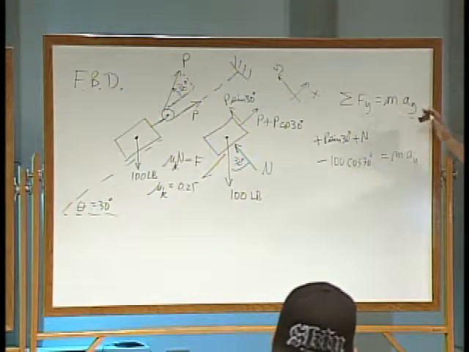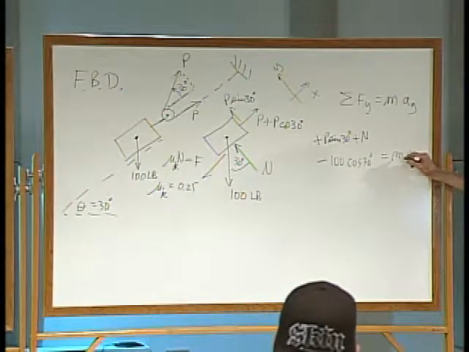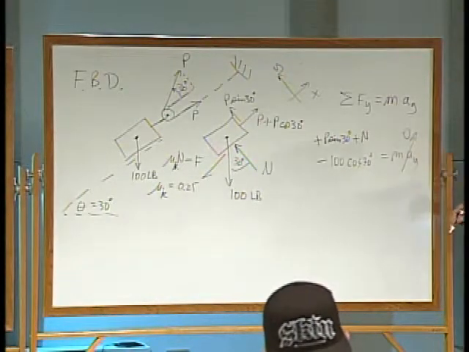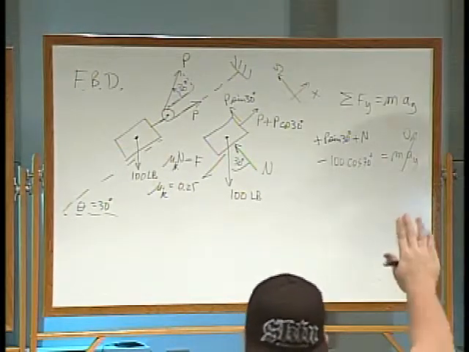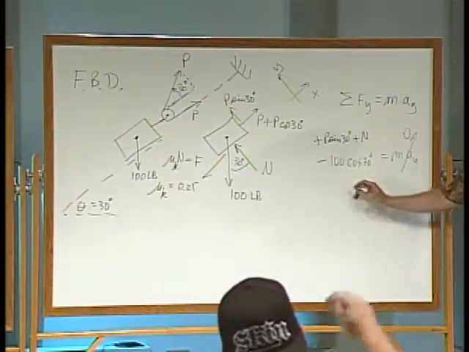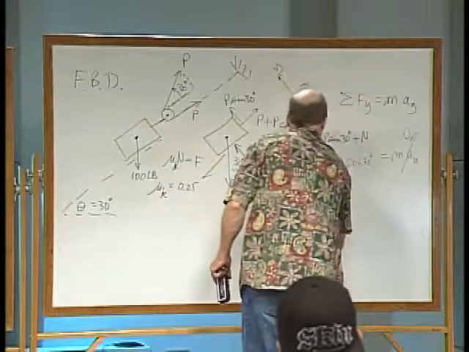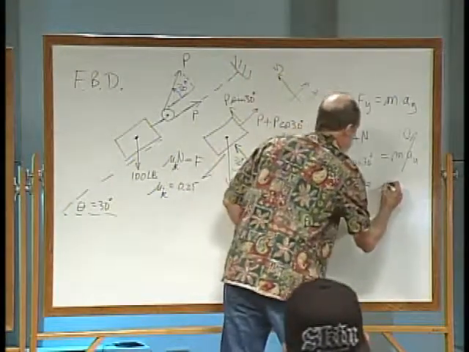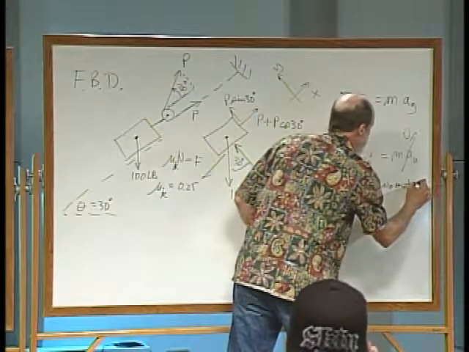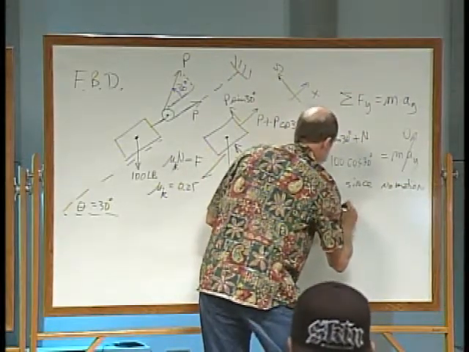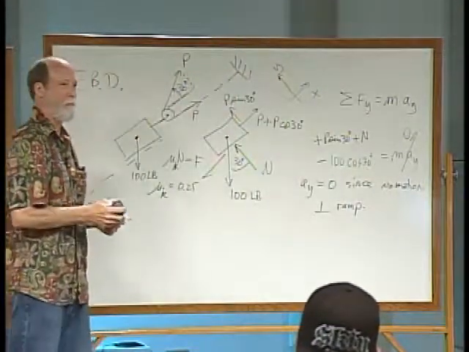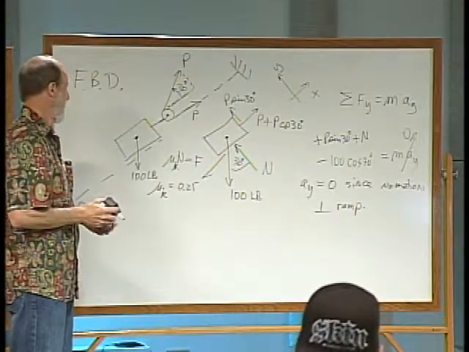So please, I would really encourage you to write this down and then put a line through that and call it 0. And you could even write an English comment in here, since a_y equals 0, since no motion perpendicular to the ramp. Wouldn't there be if you pulled hard enough on the cable? But for the sake of the problem. Yeah, for the sake of the problem.